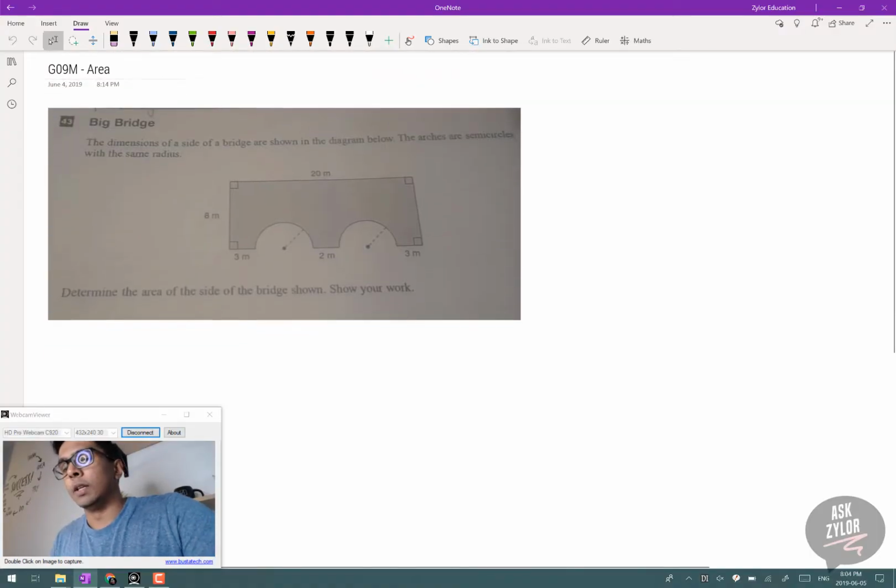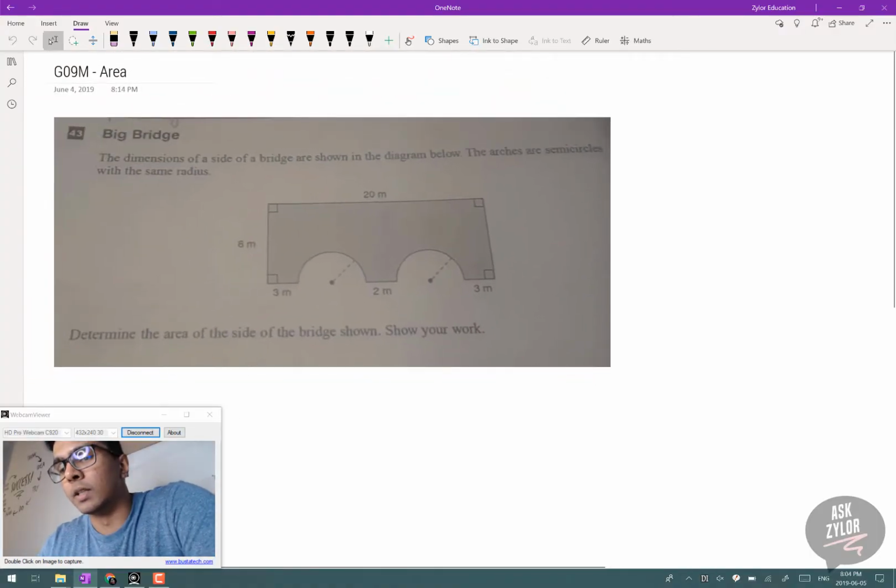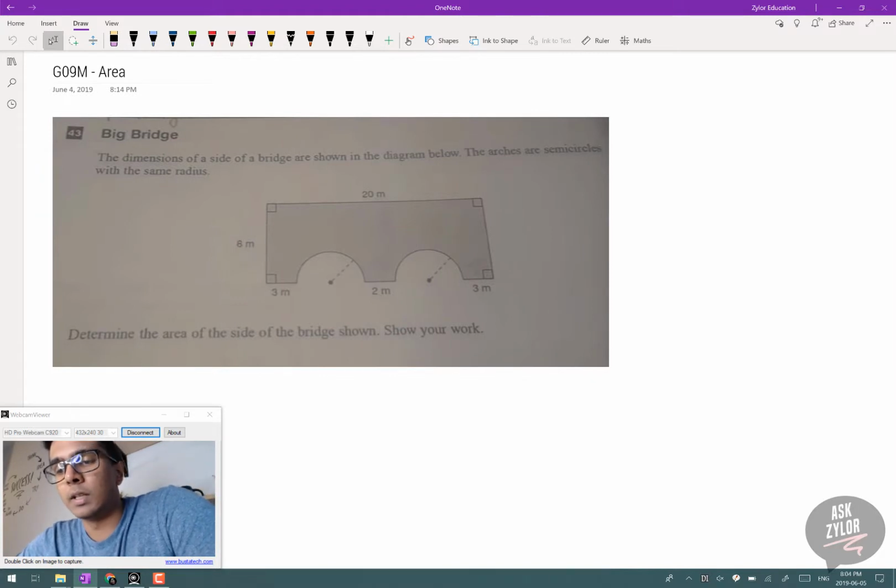So the first one is dealing with grade 9 math. It's dealing with an area question. It's telling us the dimensions of a side of a bridge are shown in the diagram below. The arches are semicircular with the same radius. We're asked to determine the area of the side of the bridge shown, the shaded area over here, and show the work.